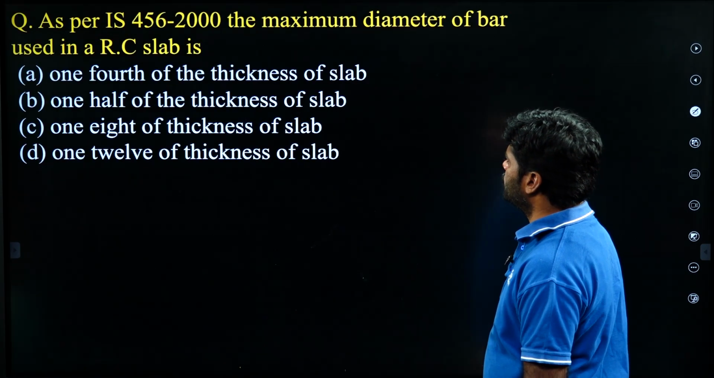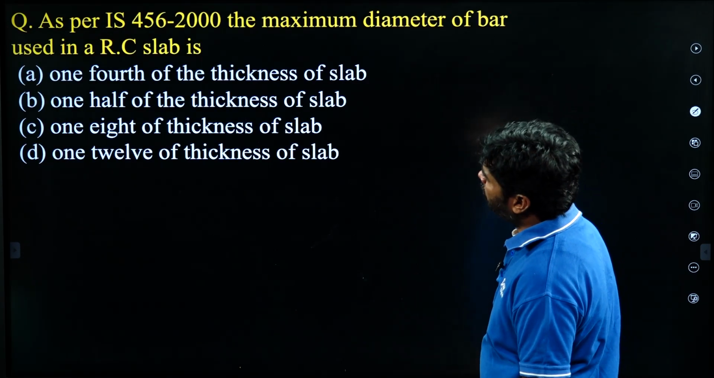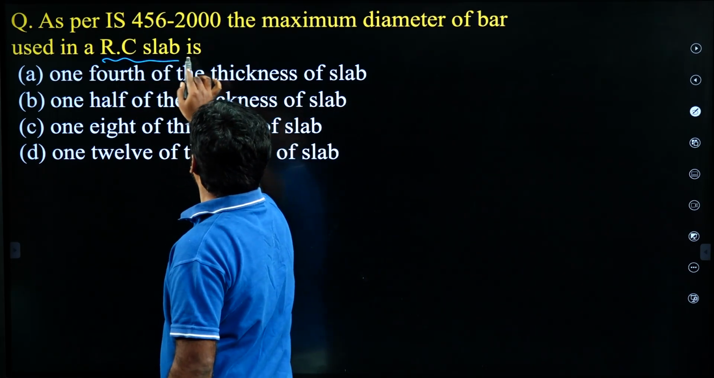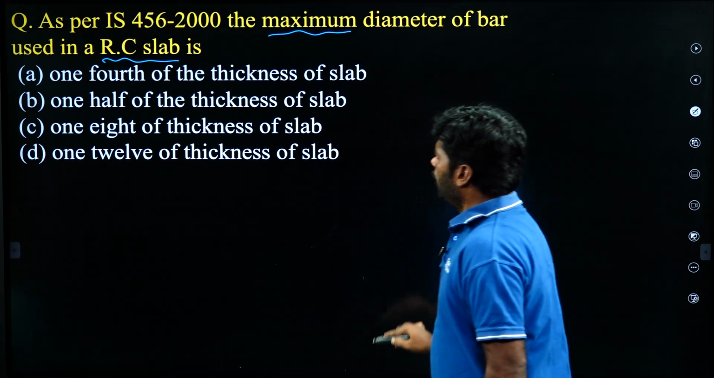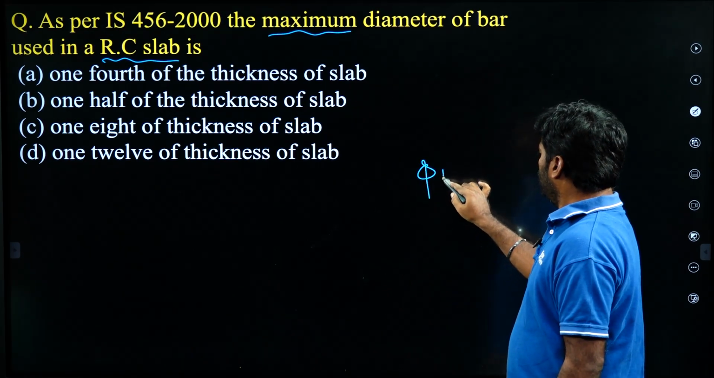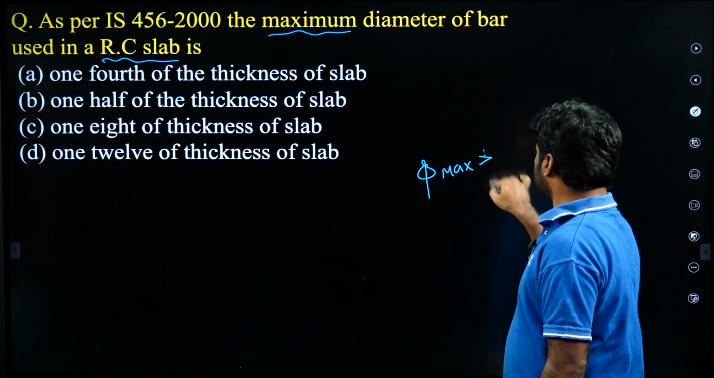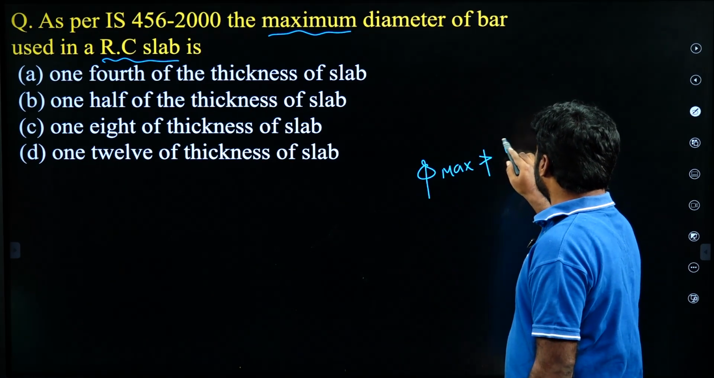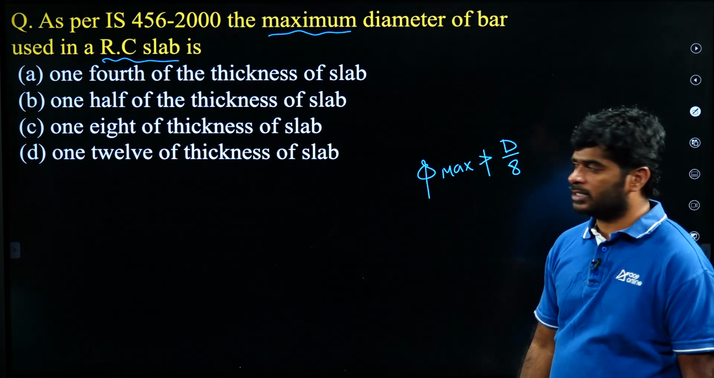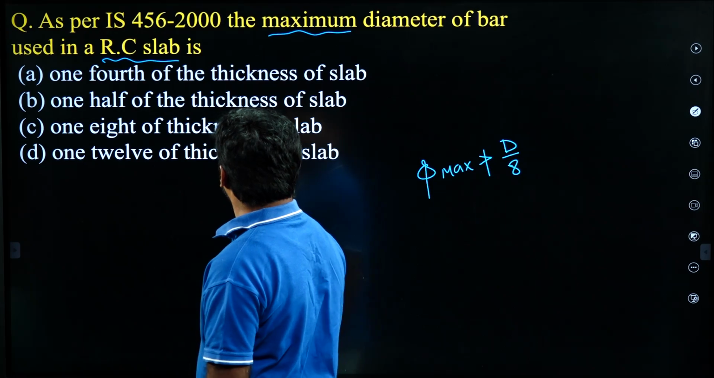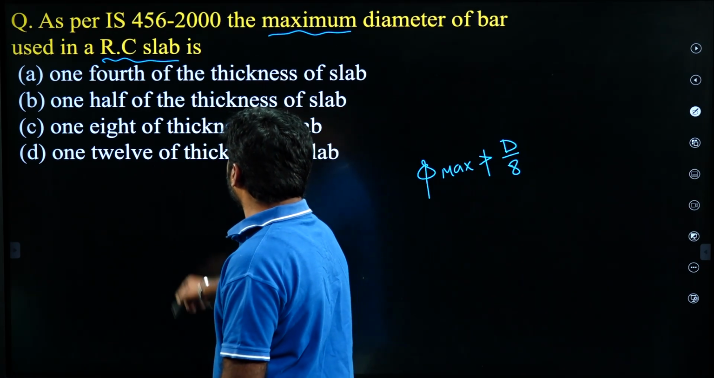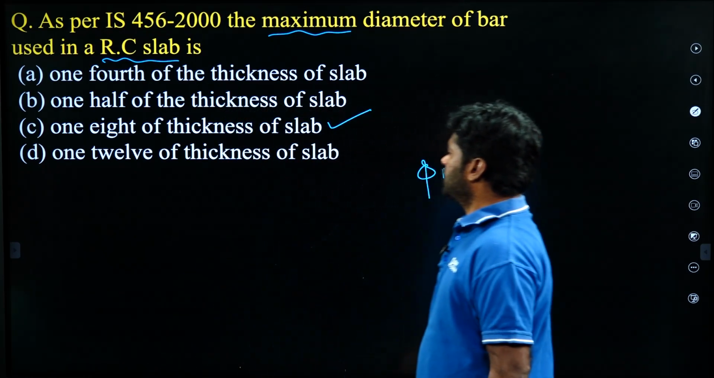As per IS 456-2000, the maximum diameter of bar used in an RC slab. This time slab, maximum diameter. My dear, maximum diameter of bar, not minimum dia, maximum dia. Maximum diameter of the bar used in slabs should not be more than 1/8 of overall thickness of the slab. Given option A, 1/4 of thickness of slab, 1/2 of the thickness of the slab, 1/8 of the thickness of slab. Option C correct.